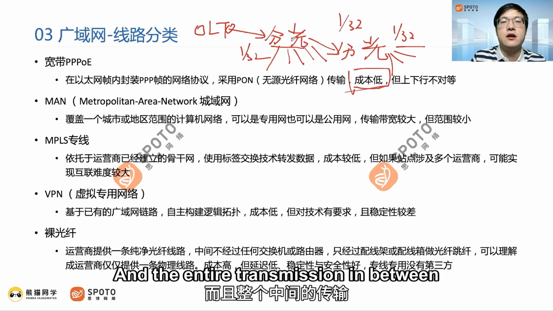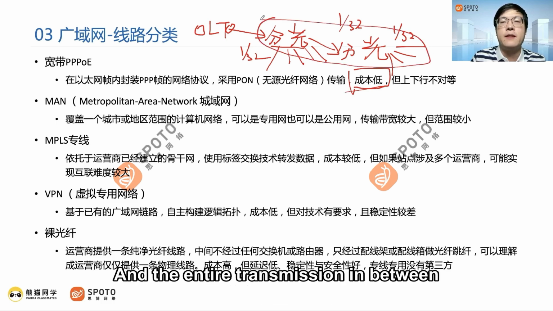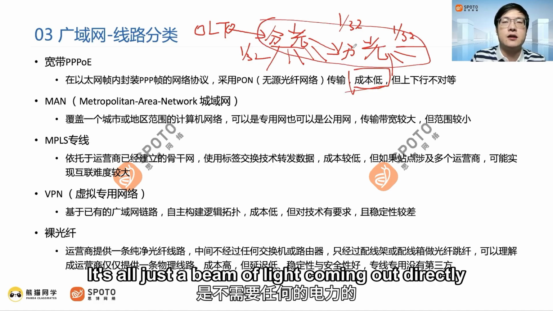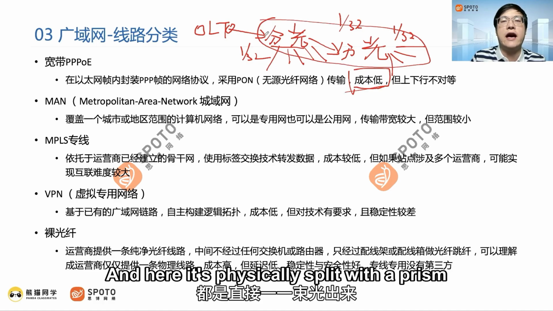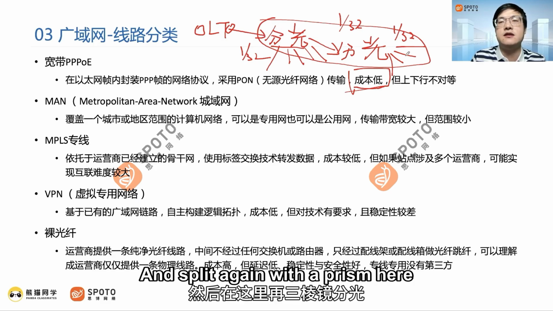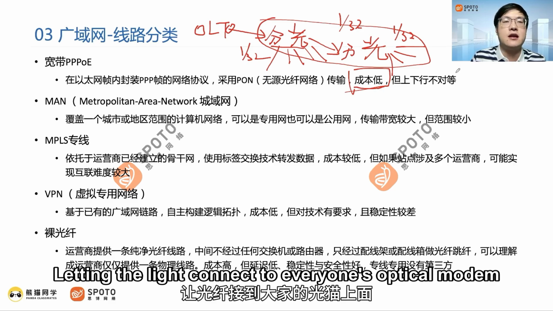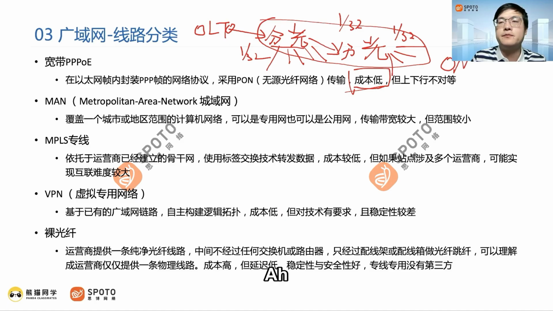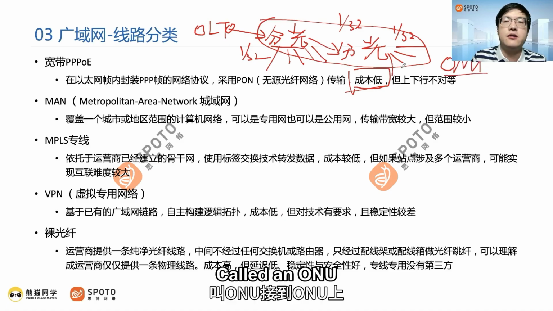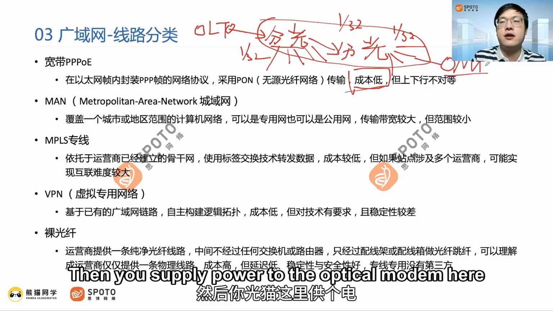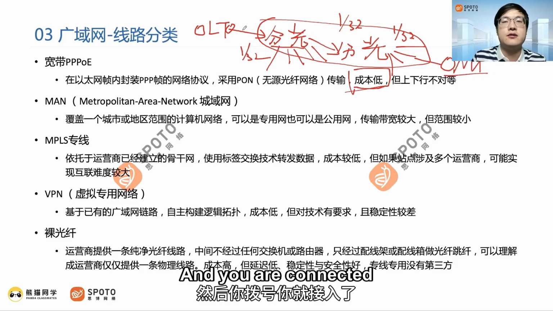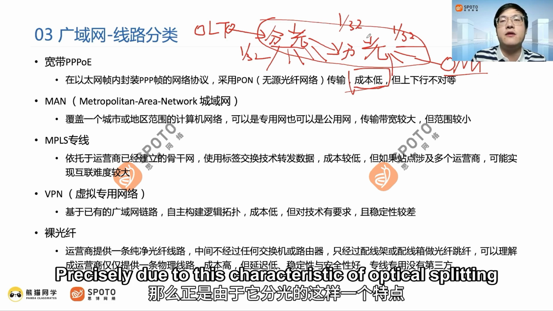And the entire transmission in between requires no electricity. It's all just a beam of light coming out directly. Here it's physically split with a prism, and split again with a prism here, letting the light connect to everyone's optical modem. We call this optical modem an ONU professionally. You connect it, supply power, and it starts running. Then you dial up and you are connected.